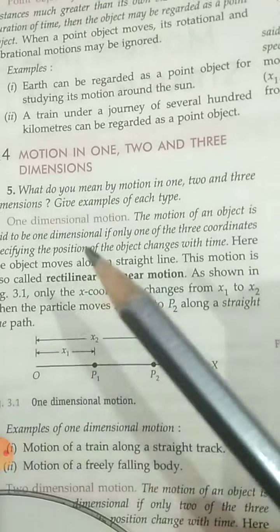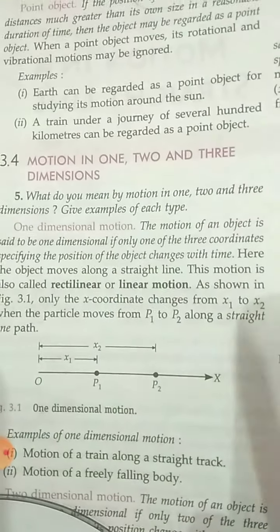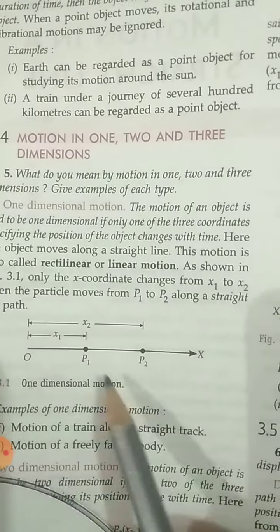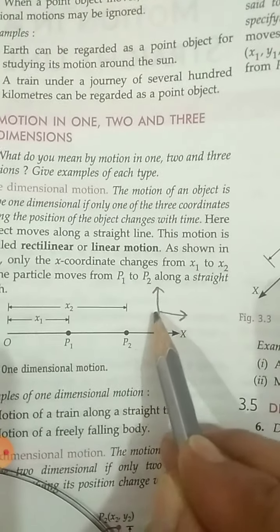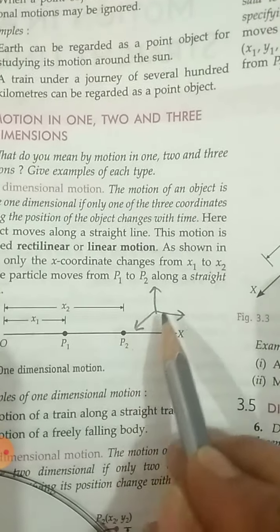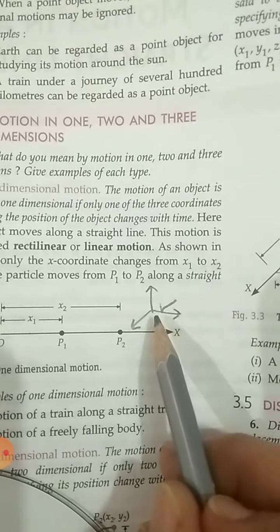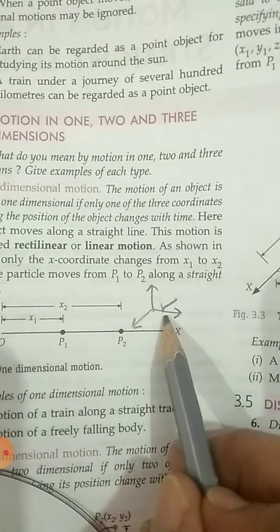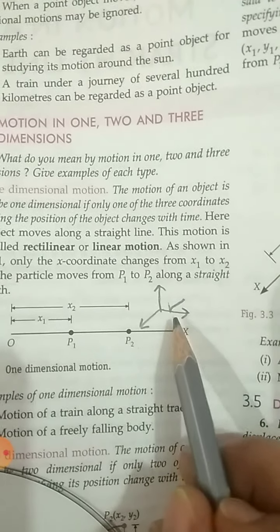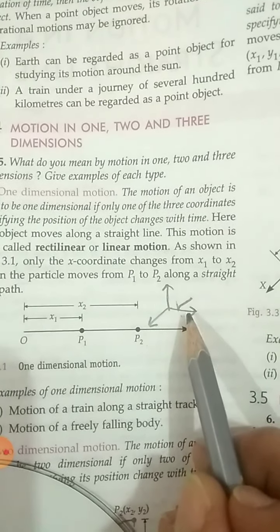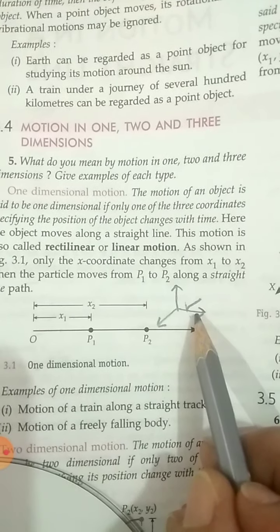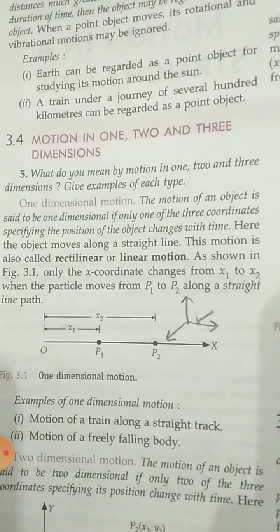And the next one is the motion in 1, 2 and 3 dimension. How can you explain it? Motion in 1 dimension, you are moving in a straight line. You may move along the x-axis, along the y-axis, or along the z-axis. But when you are considering only one axis, whether it is x or y or z, only one axis is in consideration, that type of motion is known as one-dimensional motion, the rectilinear motion, or you can say the translatory motion.